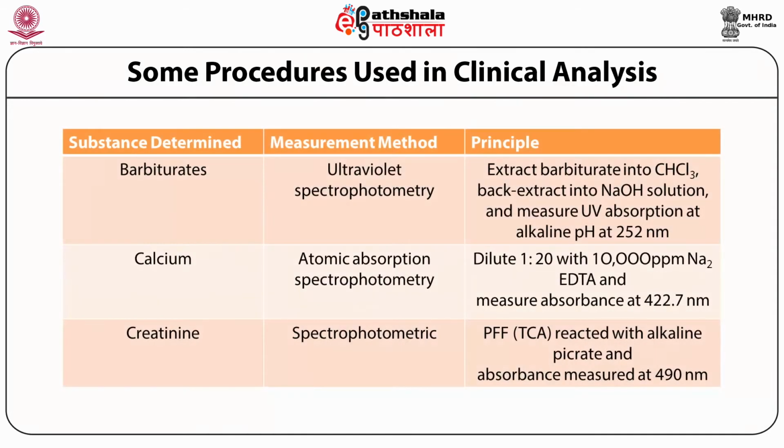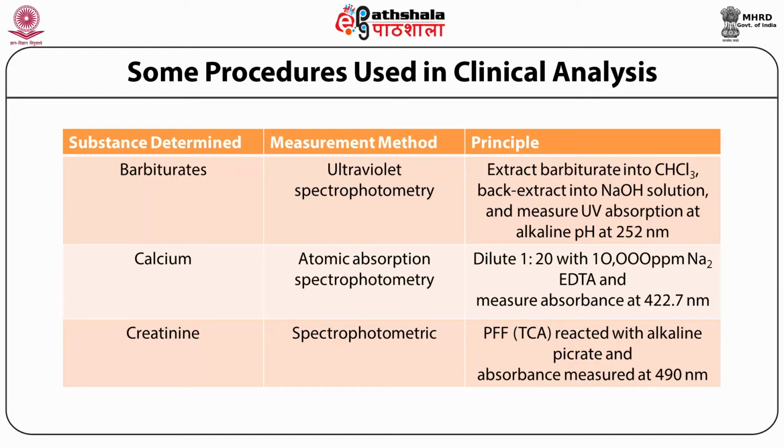Here is the table which shows some procedures used in clinical analysis. For example, the determination of barbiturates is done by using ultraviolet spectrophotometry. The principle of determining these constituents of blood is extracting barbiturates into chloroform and back extracting into sodium hydroxide solution, and then measuring UV absorption at alkaline pH at 252 nanometer.